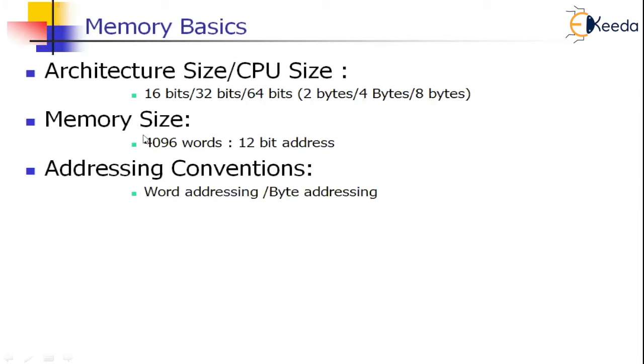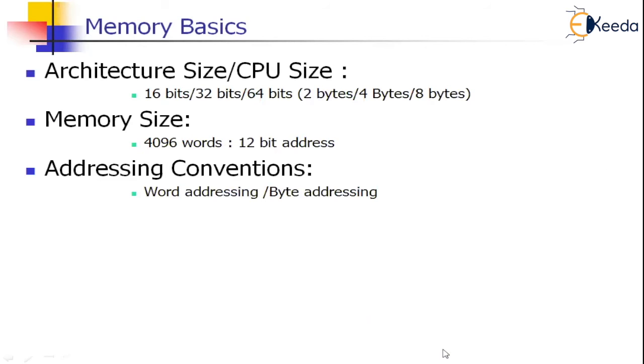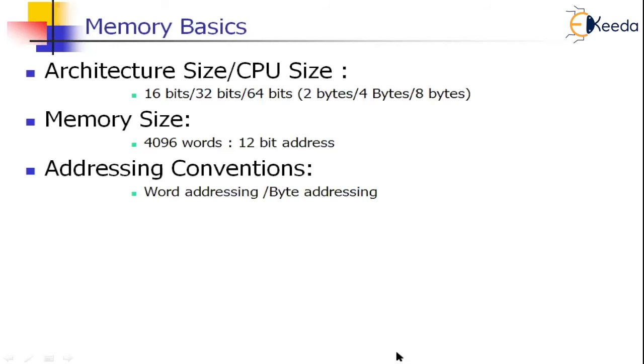Now, we are going to design our memory with 4K words, 4096 words. That means the memory size is a total of 4096 words. This is the 0th word, and this is the 4095th word. This is the first word, and this is the last word. When you define the size, you should also define the address field: how many bits are required to represent every address. If it is 4096 words, the address field must be 12 bits.